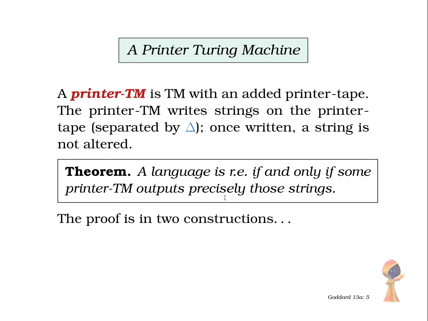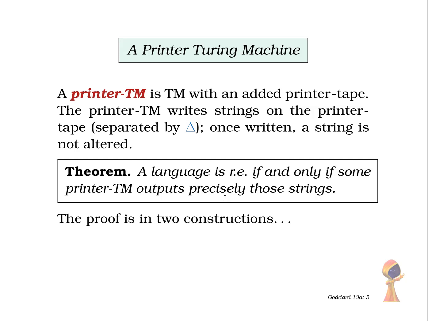A printer Turing machine is simply a Turing machine with an additional tape, which we call the printer tape. So the printer Turing machine writes strings on the printer tape, and these strings are separated by a symbol, for example delta. Once written, we don't change them. So we have the regular Turing machine which just has an additional tape, and we just write strings there, and those strings are not changed.